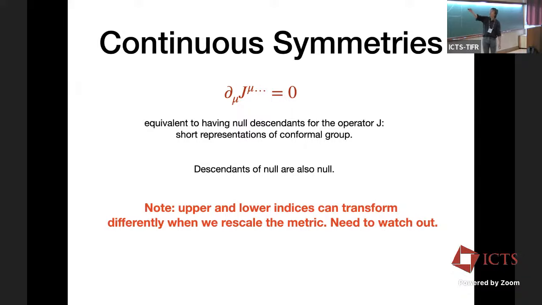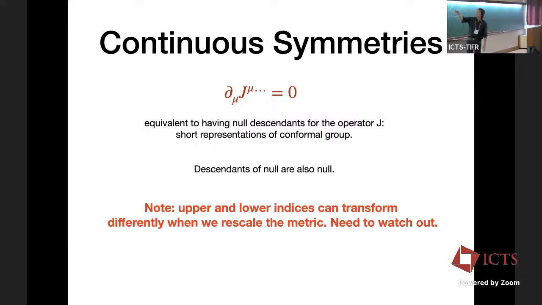And these are short representations of the conformal group. Some descendants are missing. We call those representations where some states that would otherwise be there absent, short. And the descendants of a null state are also null. This is something that usually happens.